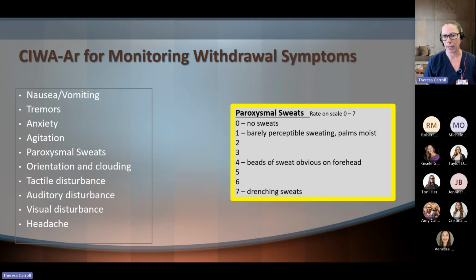The paroxysmal sweats, again, go from 0 to 7. If it's a 7, they will be drenching through their clothing or their gown. If it's a 4, you'll see it on the face and in the periphery.